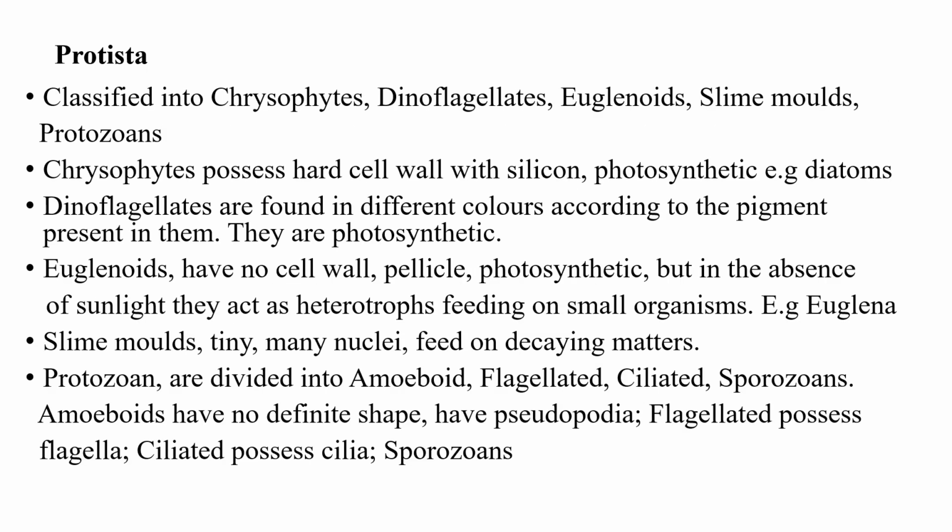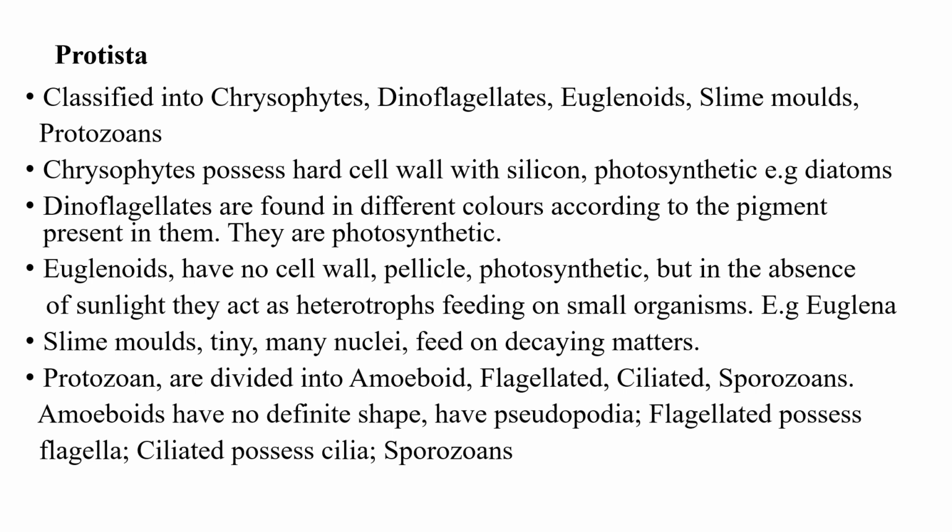Then we have the next kingdom, that is kingdom Protista. Kingdom Protista is classified into chrysophytes, dinoflagellates, euglenoids, slime molds, and protozoans. Chrysophytes possess hard cell walls, that is, they have cell walls that are lined with silicon. They are usually photosynthetic, that is, they can manufacture their own food, and that is just because of the presence of their green pigment. Example is diatoms.